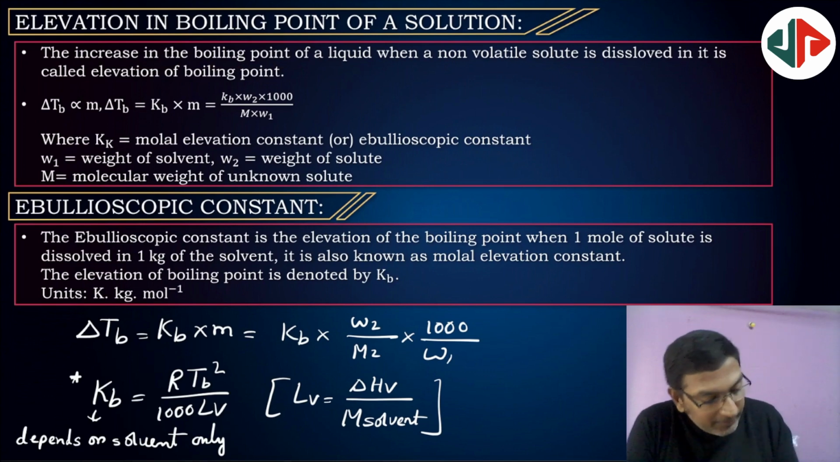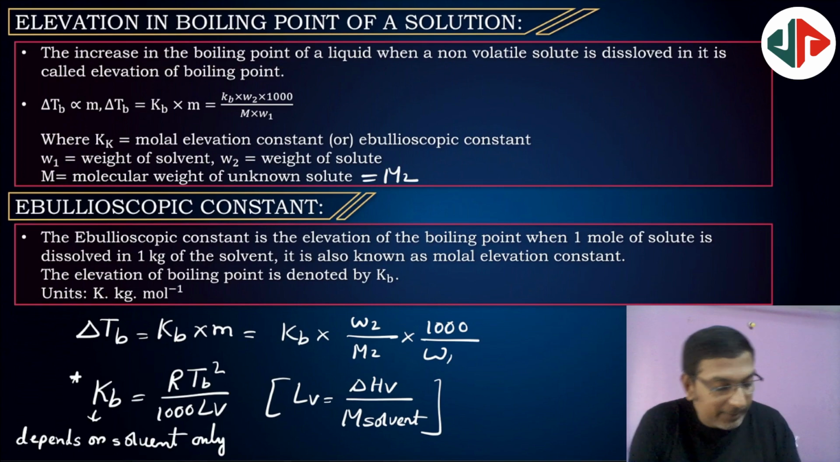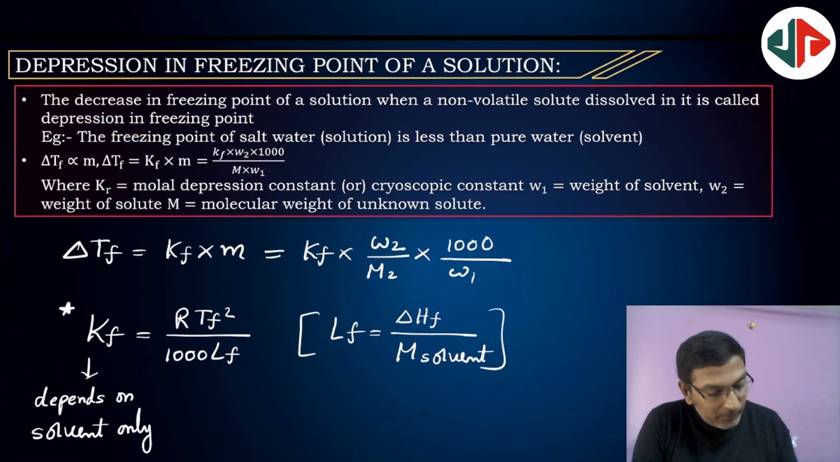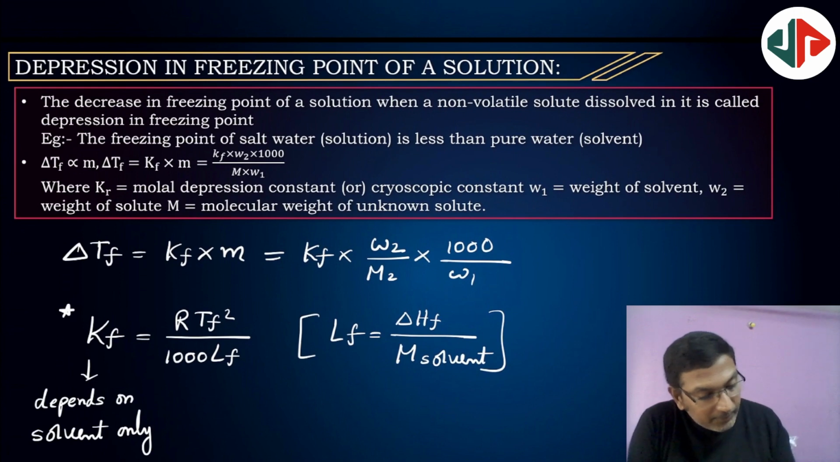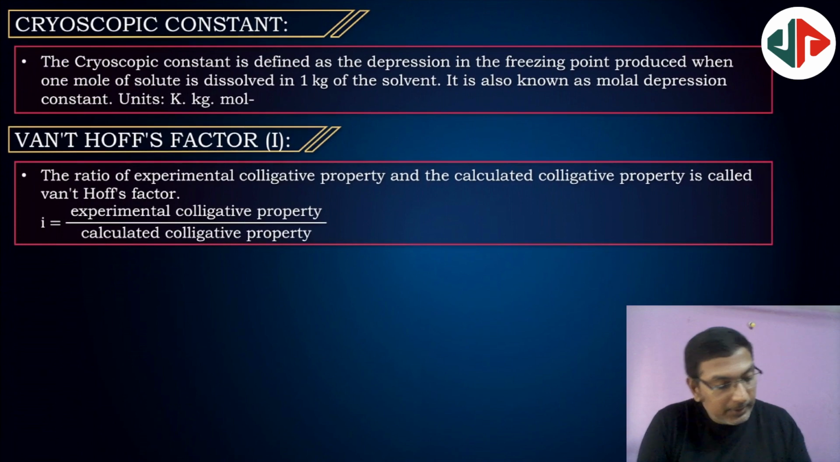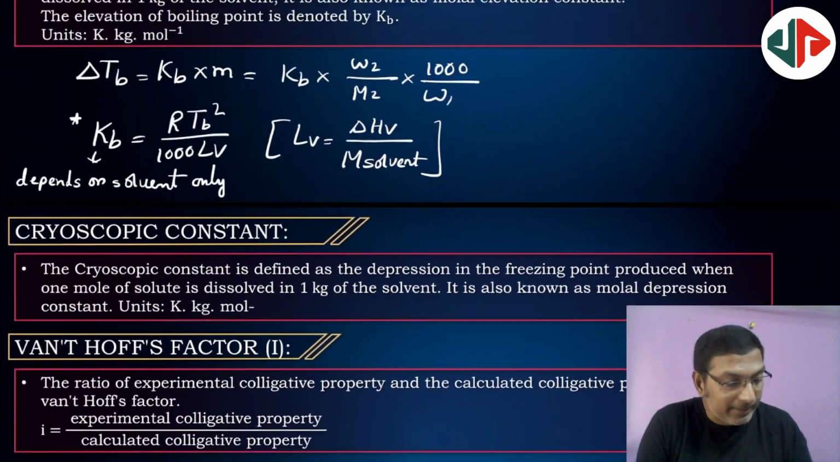So molecular weight of unknown solute M, or we can take it as M2 also. In this slide also, molecular weight of solvent, here M or M2. So take 2 for solute, 1 for solvent. So cryoscopic constant and ebullioscopic constants here.